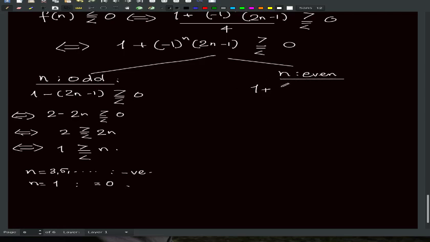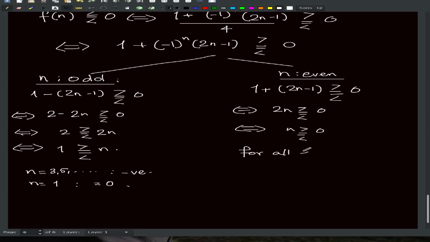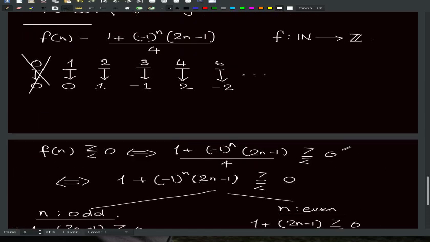So this means 1 plus 2n minus 1 is this, which is the same thing as saying 2n is greater than or equal to or less than 0. It says n is greater than or equal to or less than 0. So that means n cannot be less than or equal to 0. So for all evens, it is positive. And that's actually what I get. Okay? They are all positives.